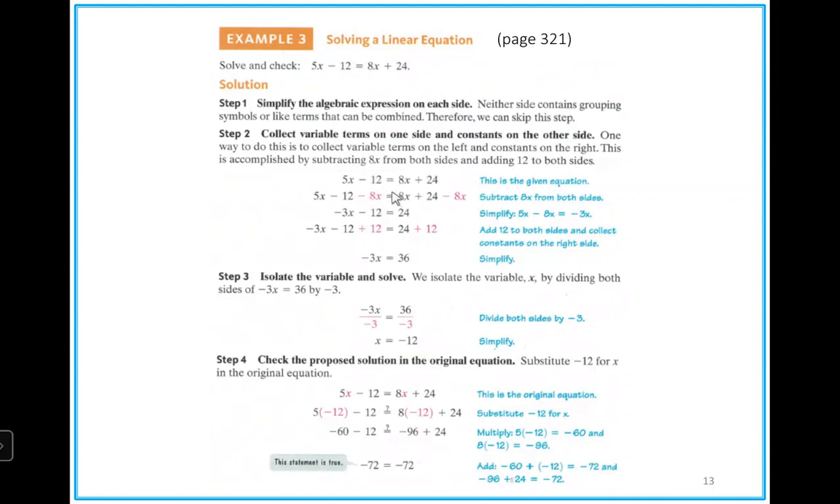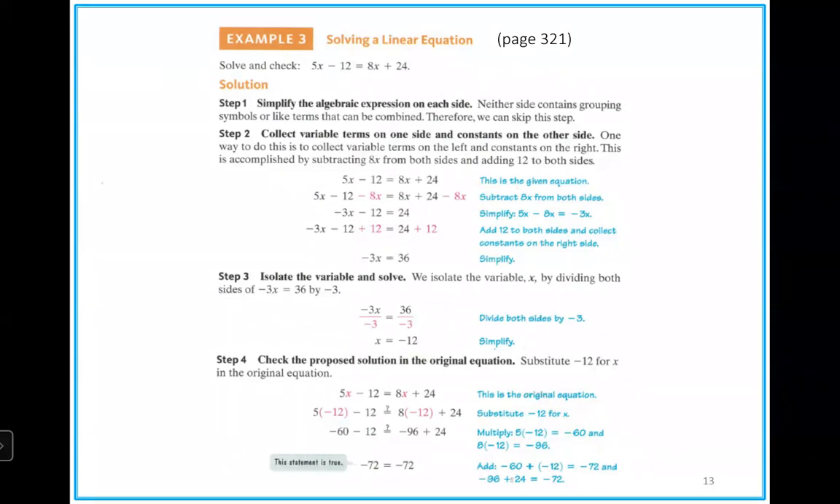And then they have moved the 12 over to the right-hand side. Okay, so since it was a subtract 12, it becomes plus 12. Now the way they set it up here, I guess some persons may not choose to do it that way, but this is from your book, page 321.